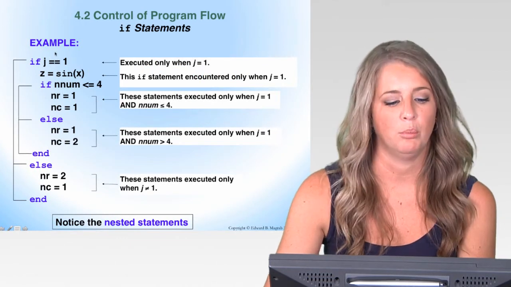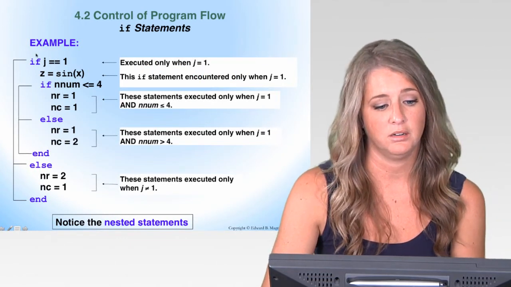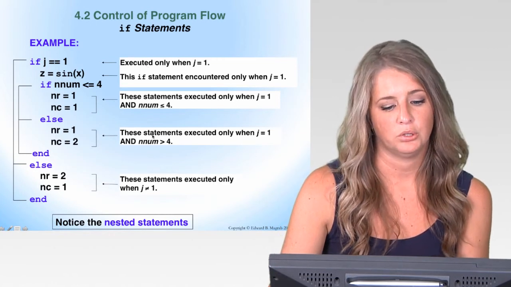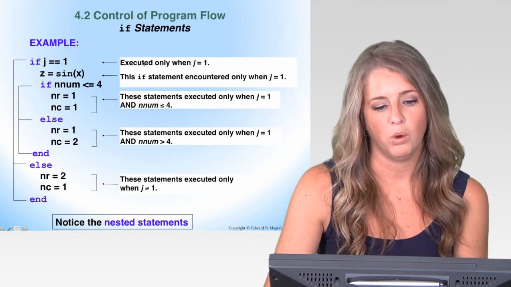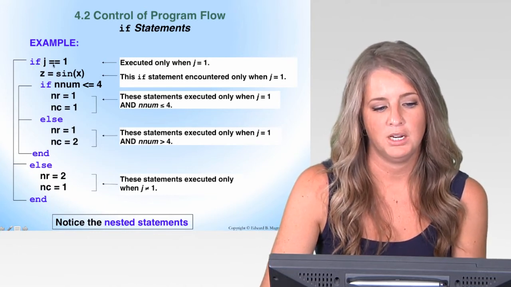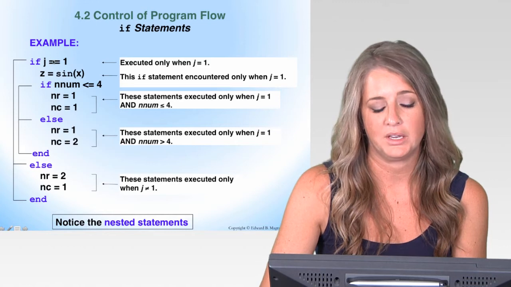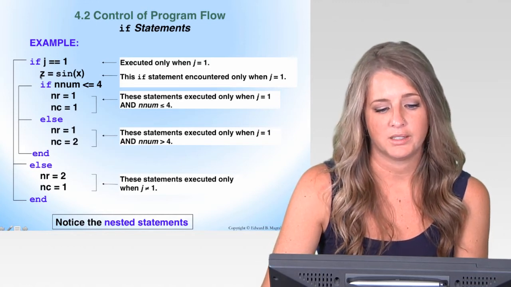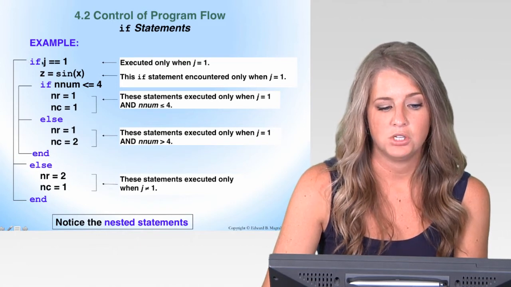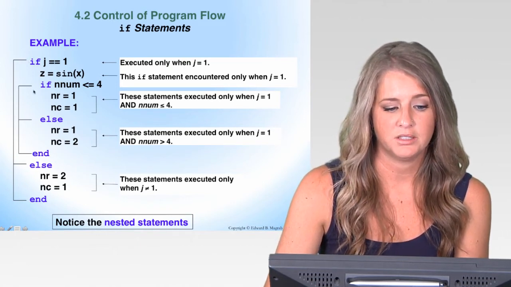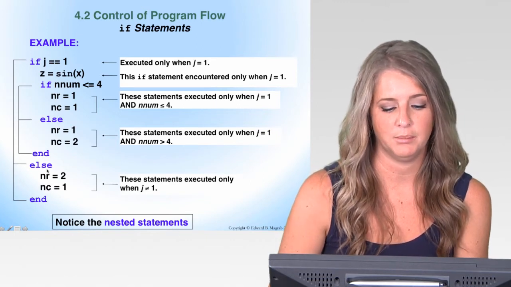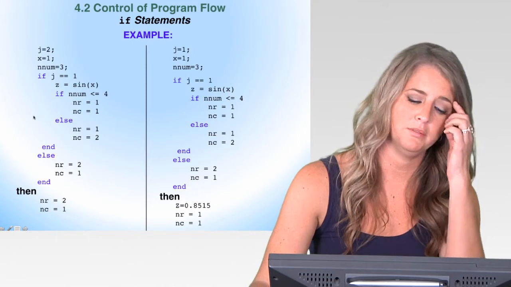So here is an example. This, as you can see here, does have nested if statements, and this walks you through what parts of the expression would be executed. So we can see here that if j is equal to 1, notice the double equal sign here, then it's going to execute this script here and move forward. However, if j is not equal to 1, then it's going to skip all of this here and come down to this else statement.